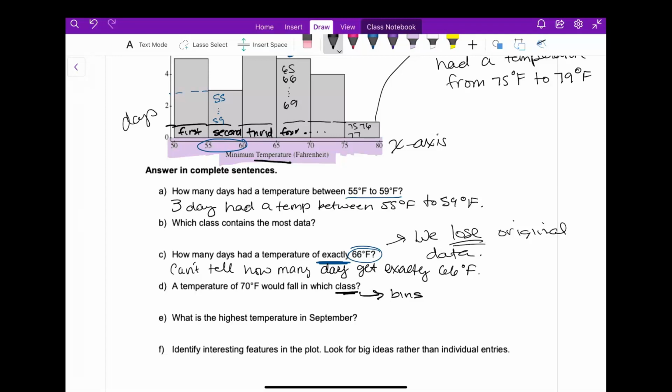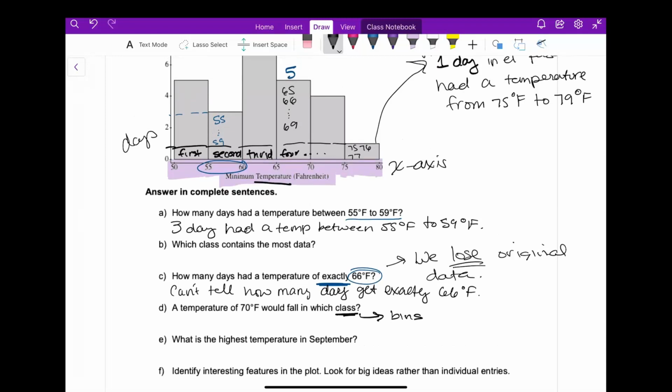Part E. What is the highest temperature in September? What's the biggest temperature you see? This one's also a little bit tricky. I don't see an exact biggest temperature. The biggest temperature could be anywhere between 75 to 79 degrees.